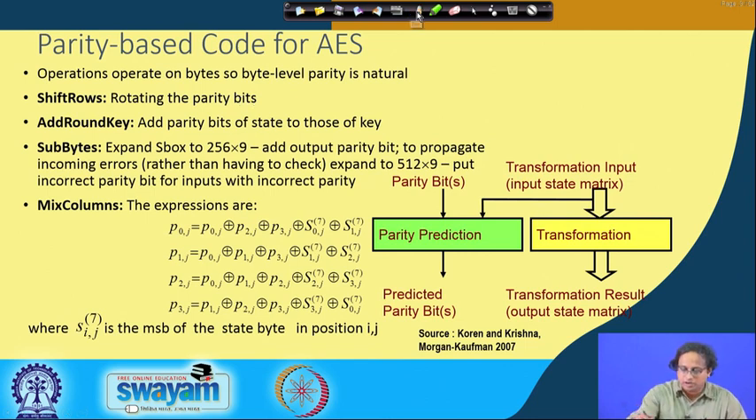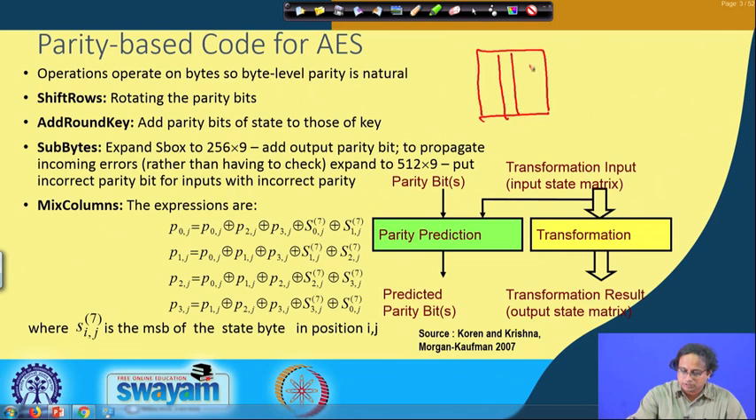So I can take the AES state, and for every byte of the AES state matrix, like for this byte and so on, I can have a corresponding parity bit. I can have a parity bit like Pij.